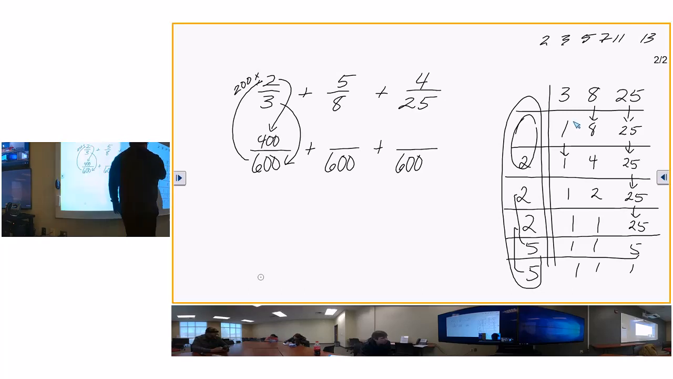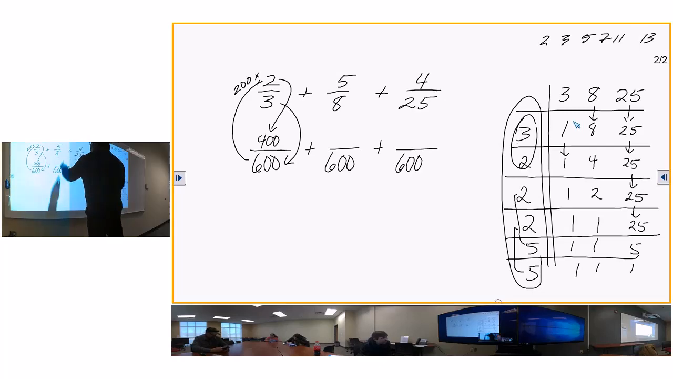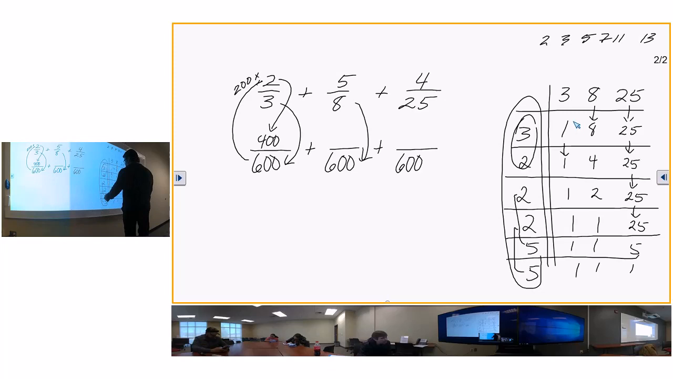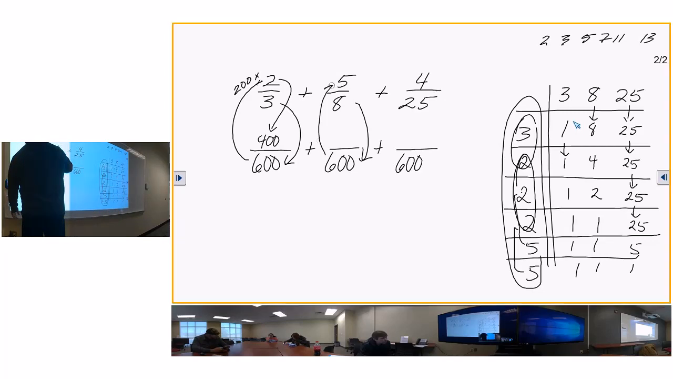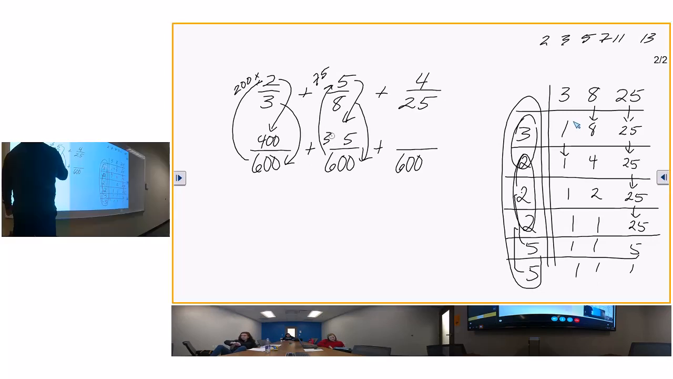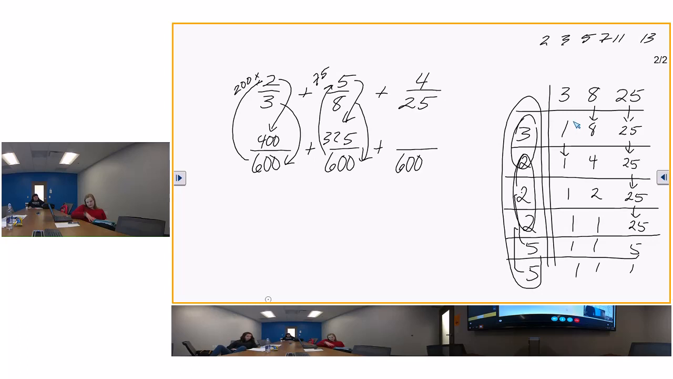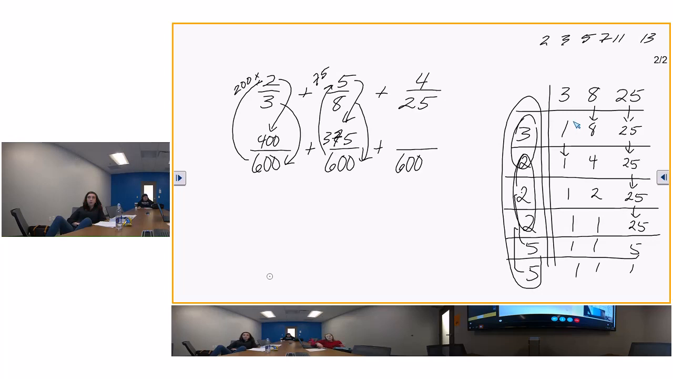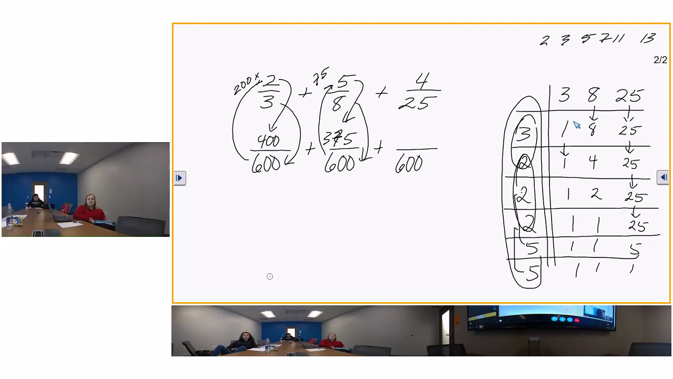Put the 3 back here. How many times will 8 go into 600? We'll take out an 8. Where's an 8? Here's an 8 right here. Take it out. That means what? 25 times 3 is what? How much is 3/4? 75. 75 times 5 is what? It is 375. Hold on, let me make sure I did that right.